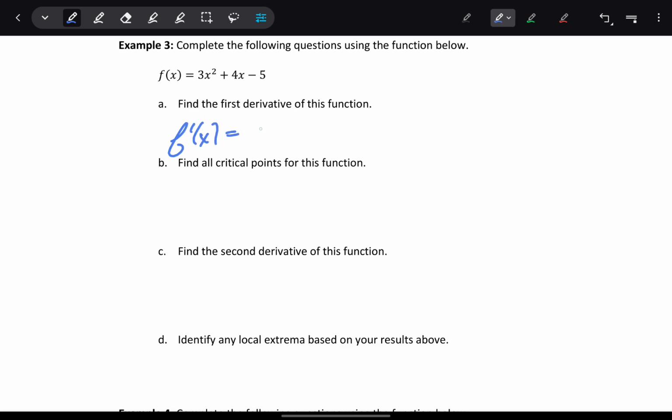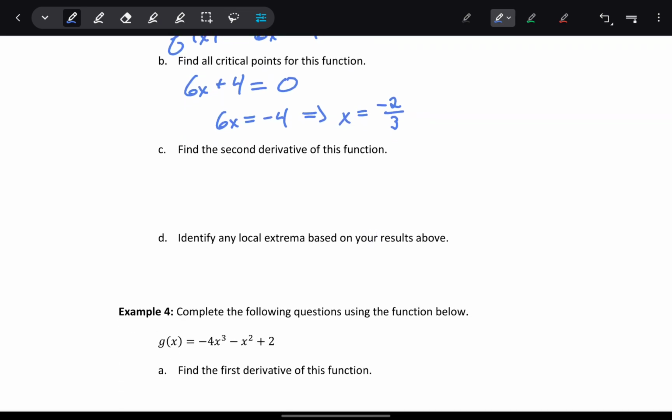F prime of x will be equal to 6x plus 4. Critical points occur whenever the first derivative function is equal to 0, meaning we'll set 6x plus 4 equal to 0, giving us 6x is equal to negative 4, or x is equal to negative 2/3. We only have a single critical value. It could be a maximum or a minimum or neither.